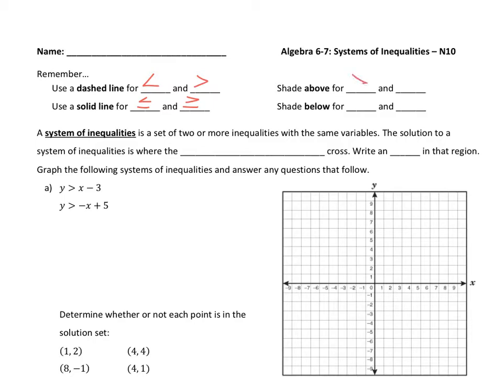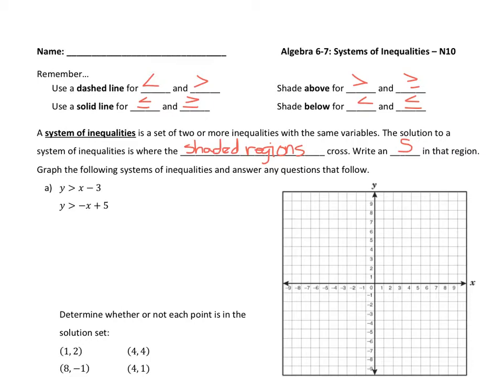We shade above when it's greater than or equal to, and we shade below for less than and less than or equal to. A system of inequalities is a set of two or more inequalities with the same variables. The solution to a system of inequalities is where the shaded regions cross. Write an S in that region.